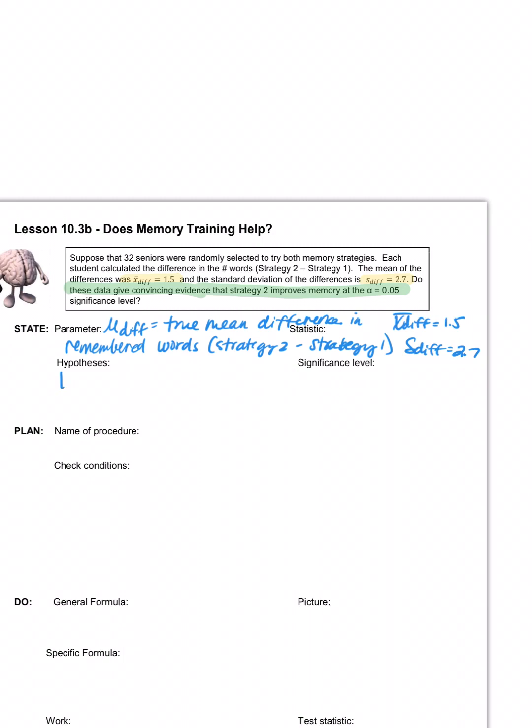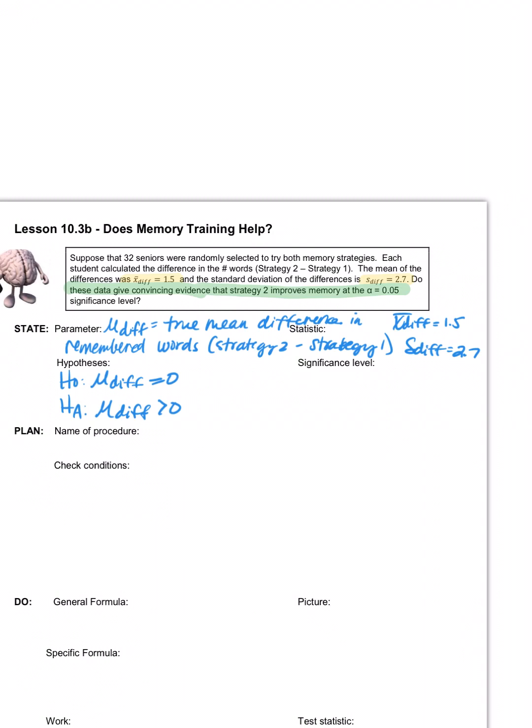All right, hypothesis. Let's think about this for a moment. We would use mu of the diff. You can just use mu d. D is fine as well. What is the null going to be? 0, because it means no difference, right? No change. So the difference would be 0. Now, you got to stop and use your thinker on the alternative. Which way should our inequality go here? It says, does it give us evidence that strategy 2 improves memory? What would that tell us the difference would be? Greater than 0.